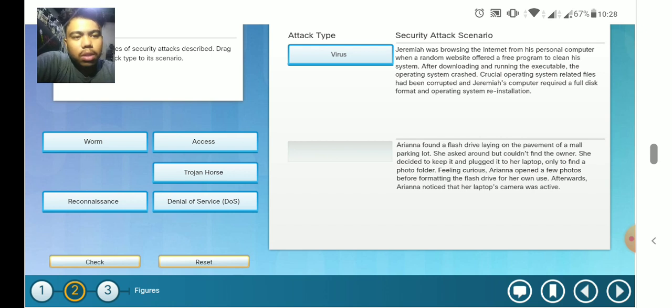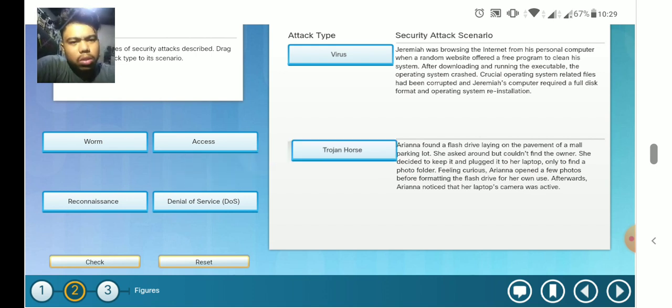Then, a flash drive was lying on the pavement of a mall parking lot. She asked around but couldn't find the owner. She decided to keep it and plugged it into her laptop, only to find a photos folder. Feeling curious, Ariana opened a few photos in the flash drive for her own use. Afterwards, Ariana noticed that her laptop's camera was active. So it's the Trojan horse.